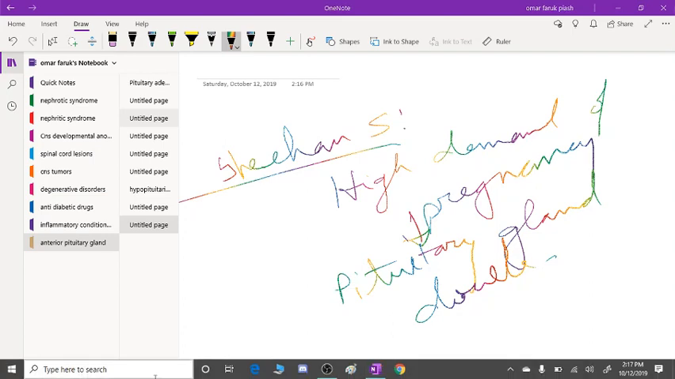What happens in Sheehan syndrome? The breast milk is not coming from the woman. There is poor lactation and loss of pubic hair. Breast milk does not come even after repeated suckling by the baby because there is poor lactation.